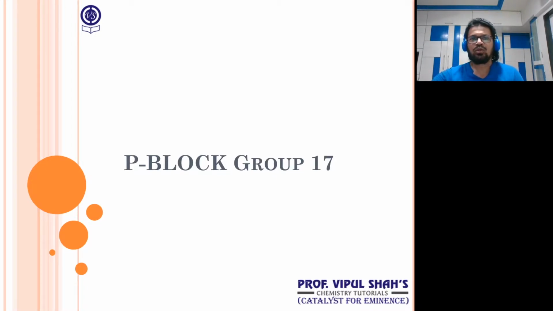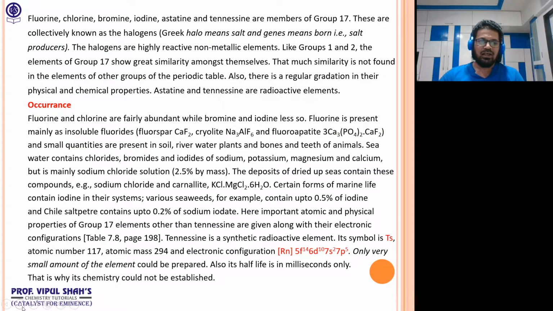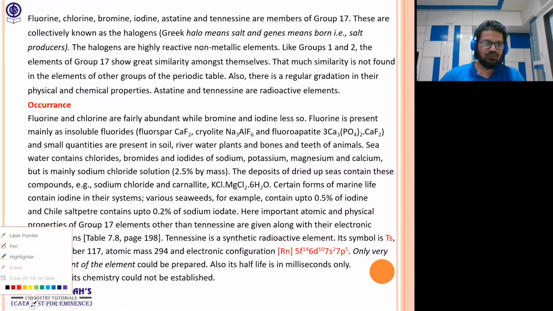Now with respect to the group 17 part, what we can discuss is, first of all, group 17, or we also call it group 7A of the p block of the periodic table. This is called the halogen family. Now for this halogen, let's understand exactly how it is.